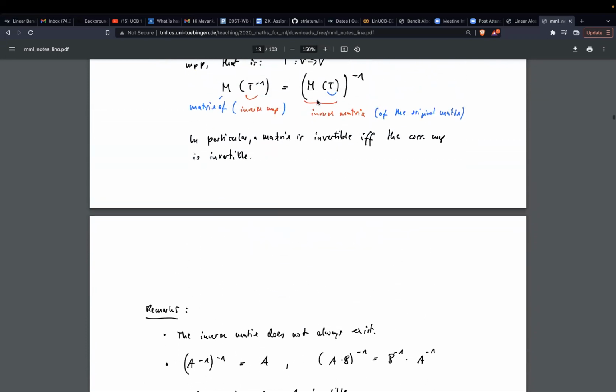Does anyone remember how we used to do this inversion of a matrix?